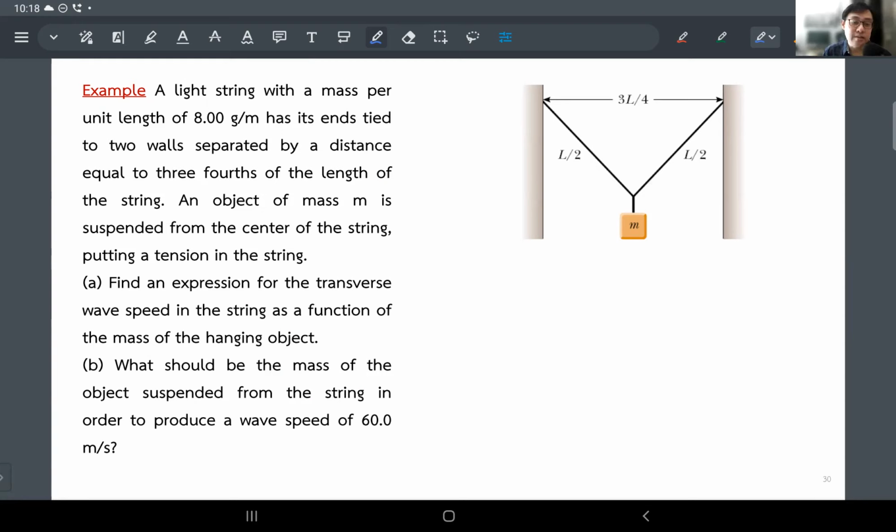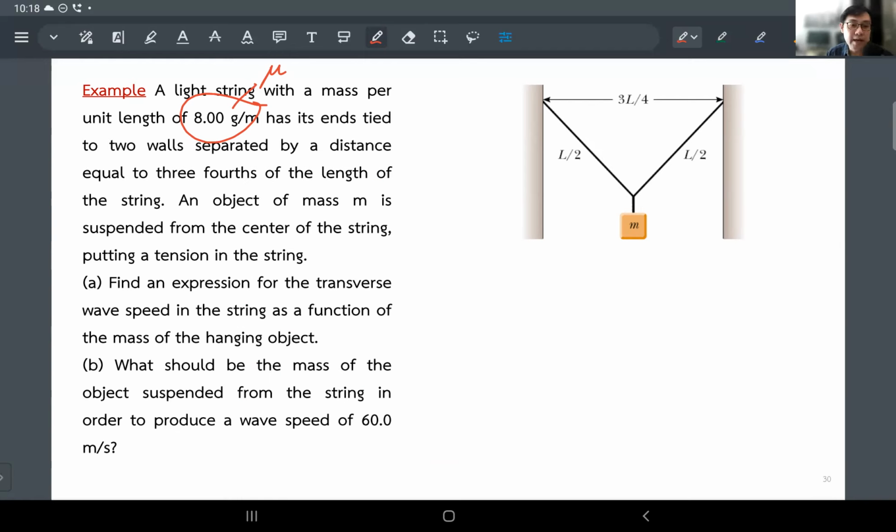So you have a light string with a mass per unit length of 8 grams per meter. So you already get the information about the mu. The mu is right there, even though the units are kind of bad, but it's a mu anyway. It has its ends tied to two walls separated by a distance equal to 3/4 of the length between the walls, which is given in the figure. An object of mass M is suspended from the center of the string.